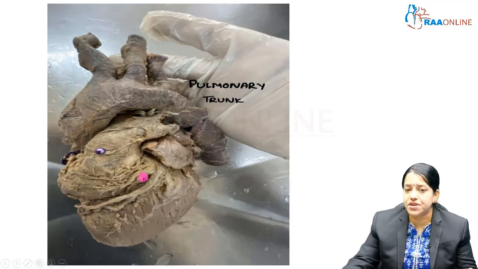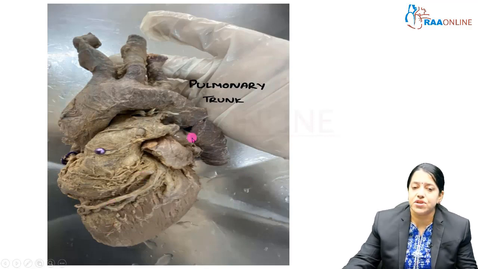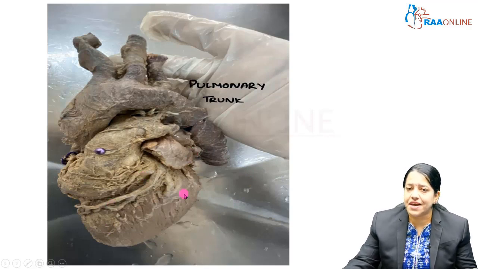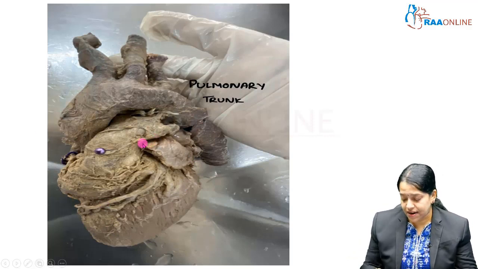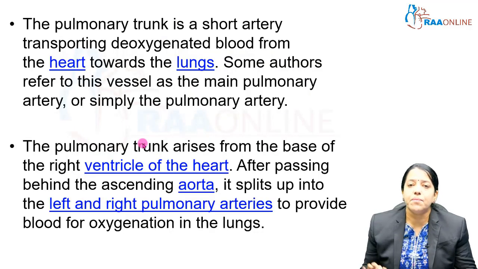Pulmonary artery is the only artery in the human body which will carry deoxygenated blood. Normally the arteries carry oxygenated blood, but the pulmonary artery will carry deoxygenated blood and the oxygenation will happen in the lungs.